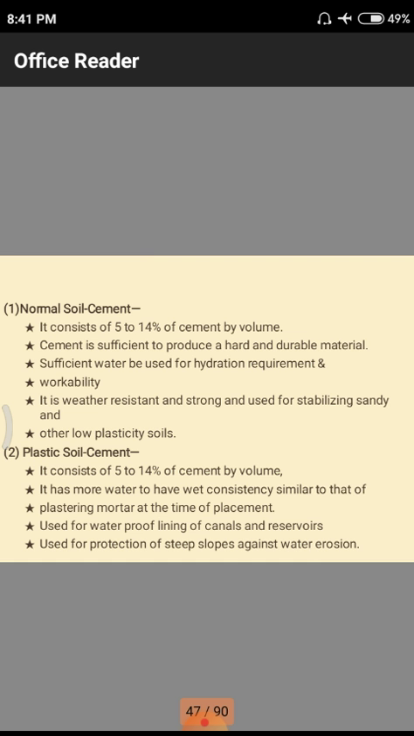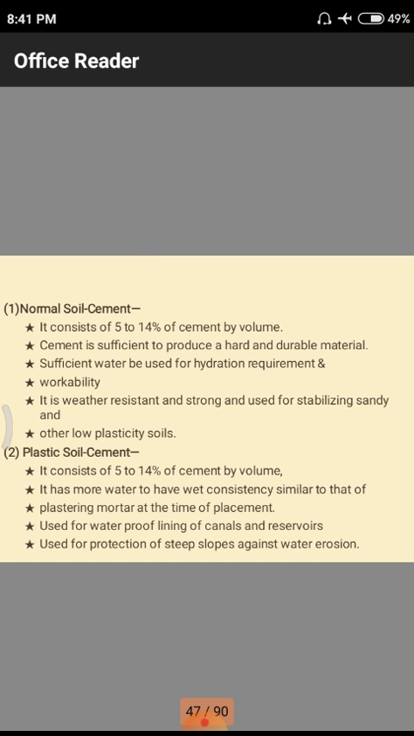and cement is sufficient to produce a hard and durable material. That means normally cement will be enough to produce hard and durable materials compared to other stabilizations. Next, third thing is sufficient water we have to use for hydration requirements and workability properties. That means we don't have to go for a huge amount of water, and we don't have to go for less quantity of water. We have to give a sufficient quantity. We need to observe the sufficient quantity of water whenever we are doing trial and error methods in the laboratory.